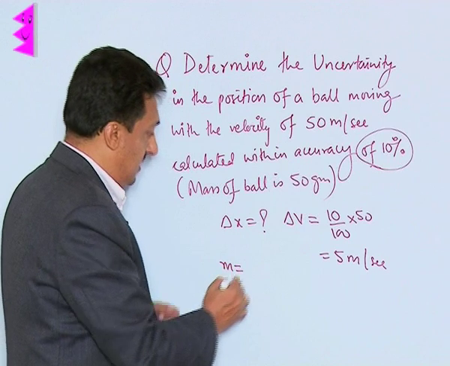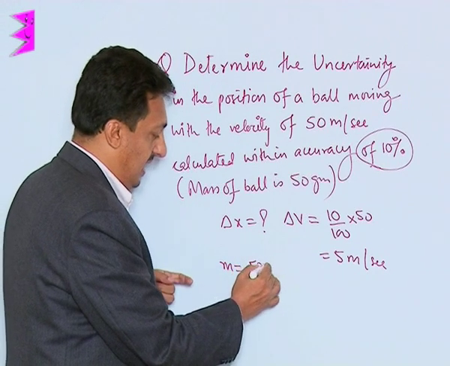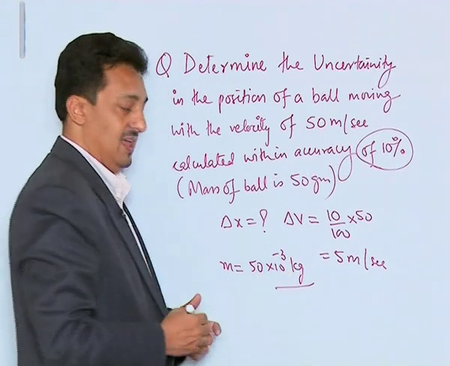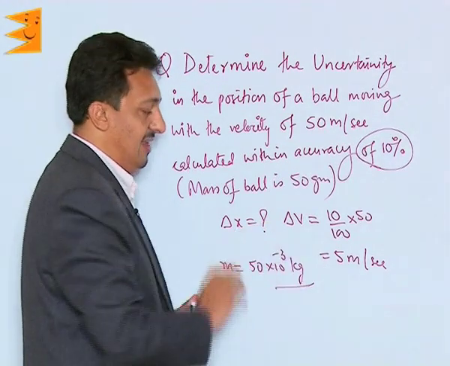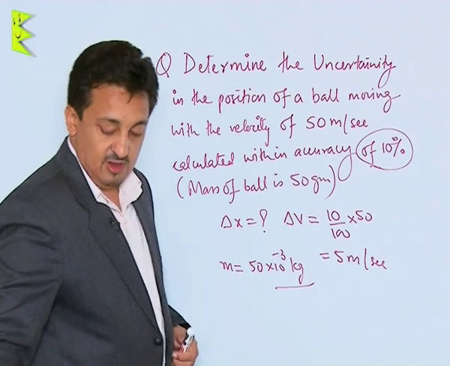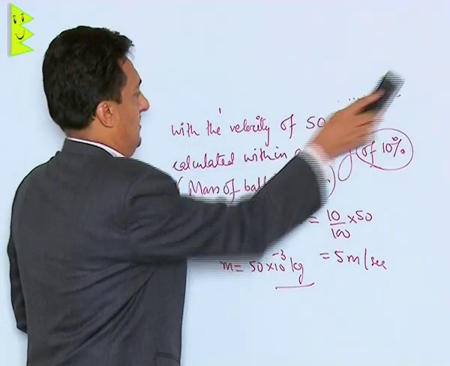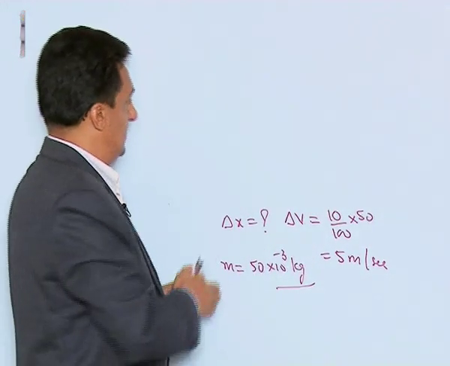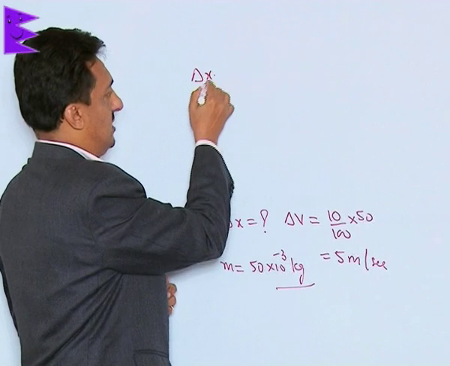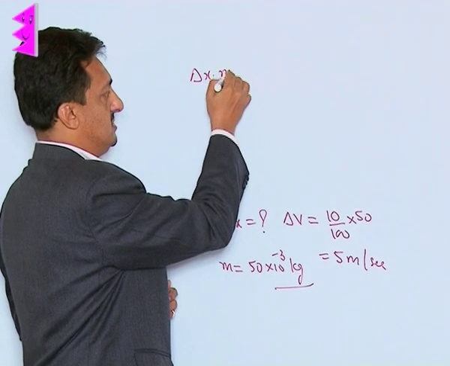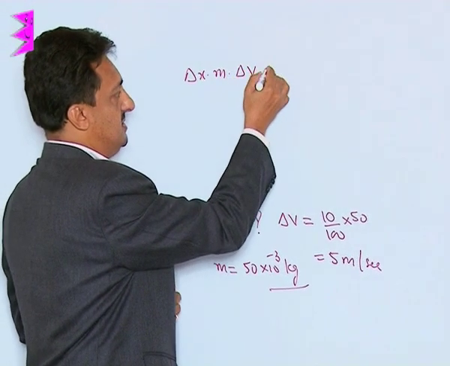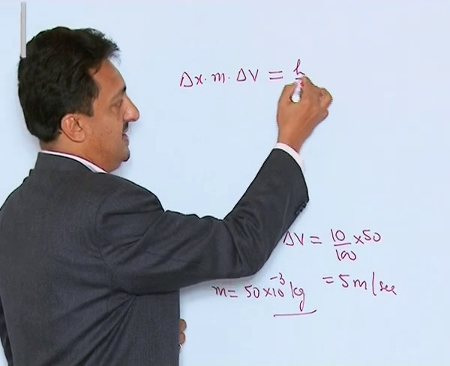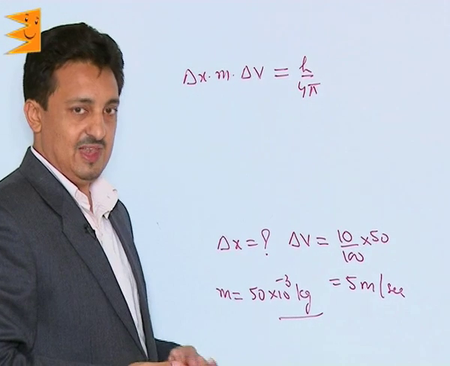Mass of the ball, which is given as 50 grams, must be changed to 10 to the power minus 3 kilograms, SI units. So these are all the values we already know, and now we know the formula of the Heisenberg's uncertainty principle. The formula is: the product of uncertainty in the position, mass, and the uncertainty in the velocity is greater than or equal to h over 4 pi. So we take it as equal to h over 4 pi, that's the minimum value.